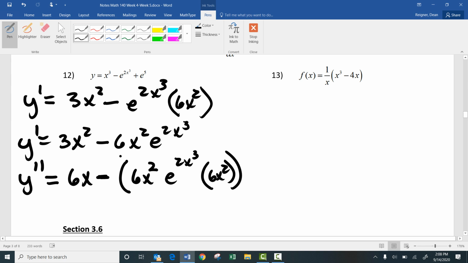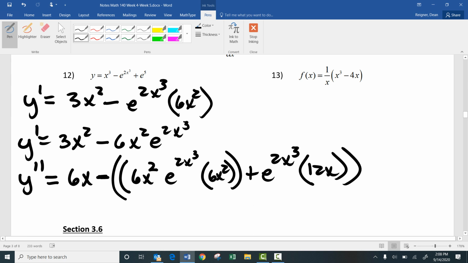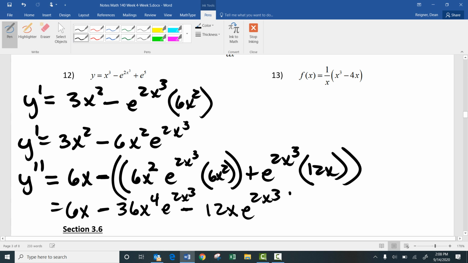Okay? So first guy, derivative of the second guy, plus second guy, derivative of the first. The derivative of 6x squared is 12x. Okay? So now, when you simplify this, this negative sign goes through everything. So when you multiply these two together, you get negative 36x to the fourth e to the 2x cubed. And then minus 12x e to the 2x cubed. You're done. So this is y double prime.